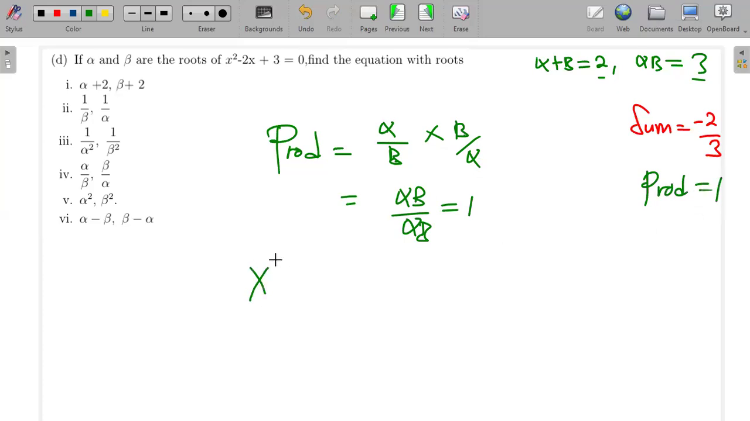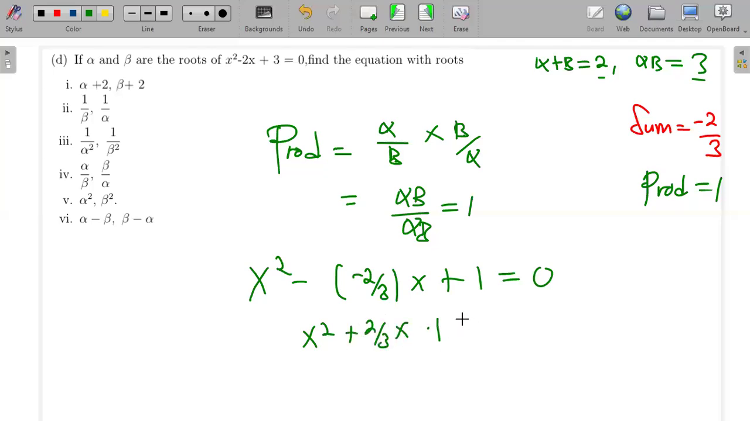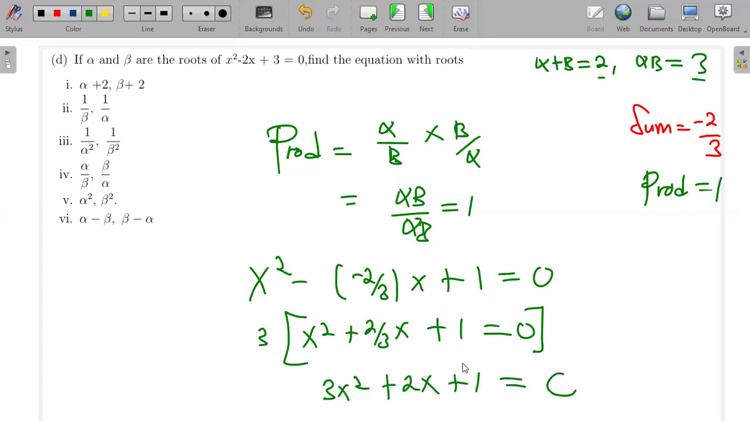So my new equation will be x squared minus the sum, minus 2 over 3, x, and then plus 1 is equal to 0. So this is x squared plus 2 over 3 x plus 1 is equal to 0. Then I multiply throughout by 3 to remove this fraction. So 3x squared plus 2x plus 3 is equal to 0, because I'm multiplying by 3. So this one here is my quadratic equation whose roots will be alpha over beta and beta over alpha.